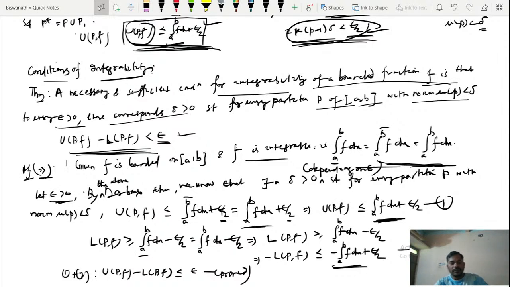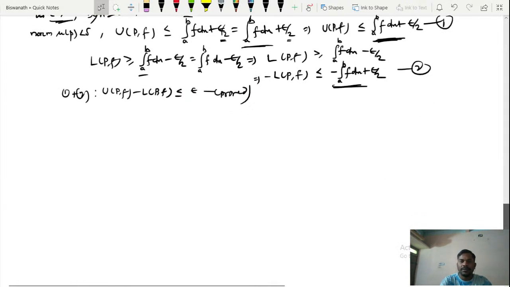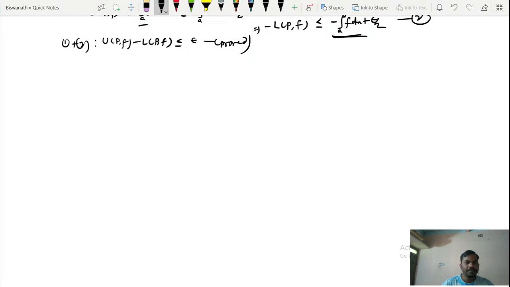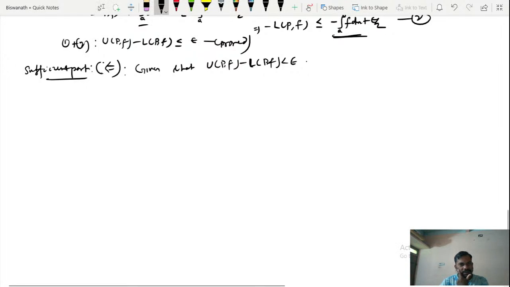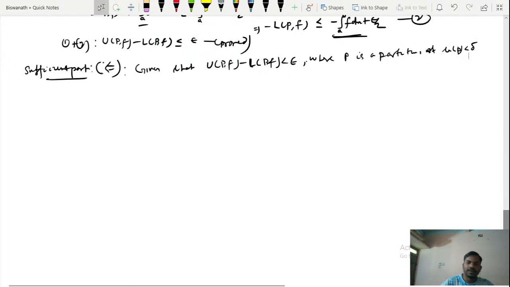So now comes the backward part or the reverse part. What will be your reverse part? We can say this is the sufficient part. Now this condition is given, that means given that UPF minus LPF is less than epsilon, whatever the partition P is, where P is a partition such that the norm of P is less than delta, and this delta depends upon epsilon, whatever epsilon we are choosing.